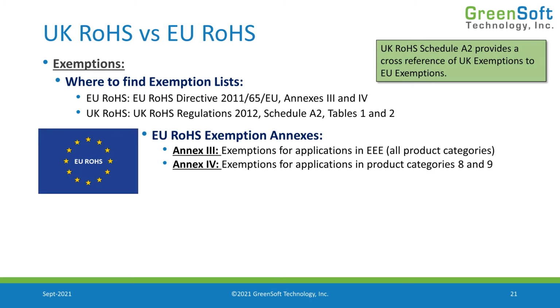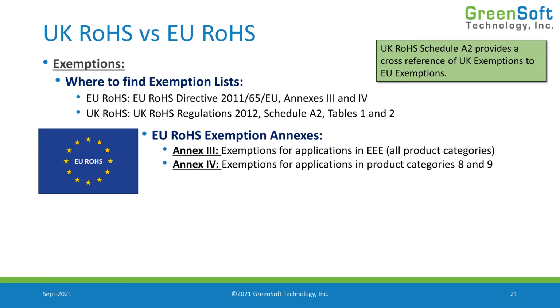The EU RoHS exemptions are structured based on product categories, with Annex 3 applying potentially to all product categories, and Annex 4 exemptions only able to apply to categories 8 and 9. And this is an artifact of the fact that categories 8 and 9 were rolled out at a later date than the other categories. So that's why these were divided up that way.